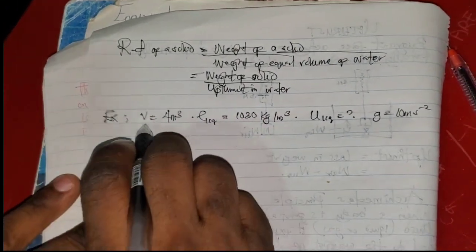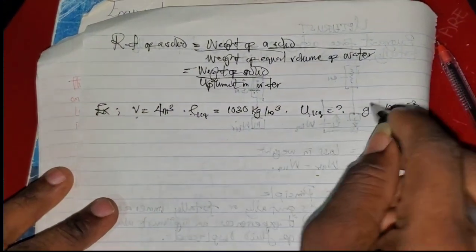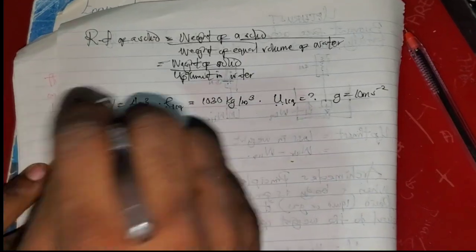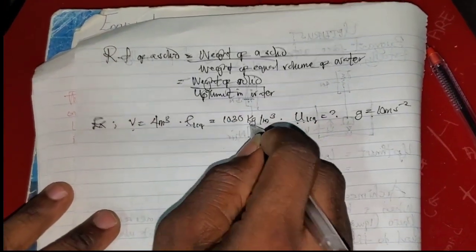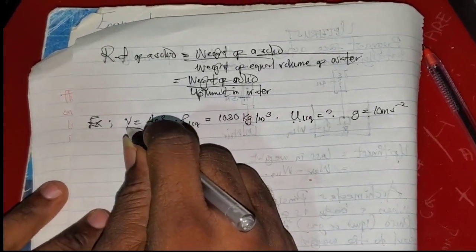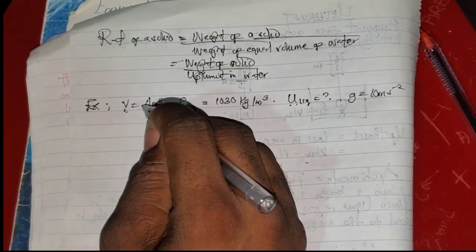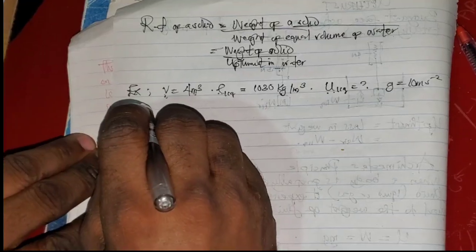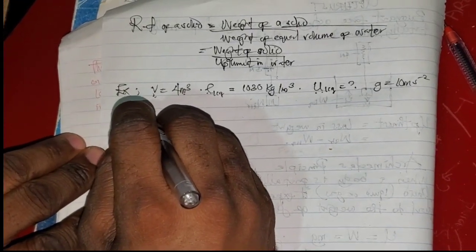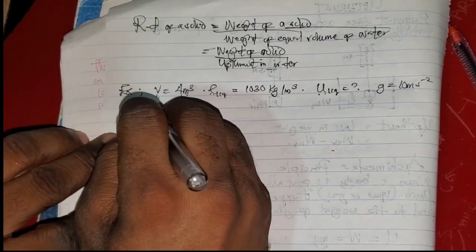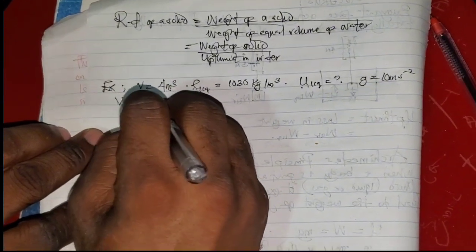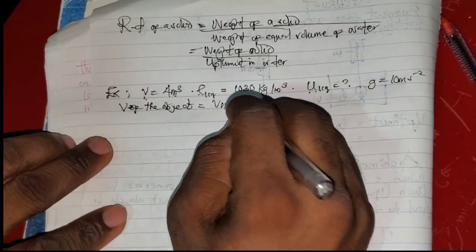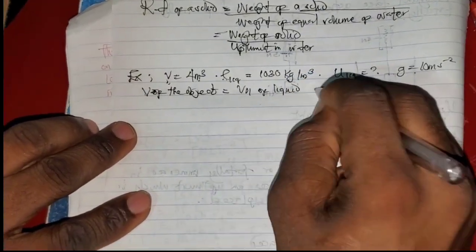Now we have the V, we have the rho, we have the g, and we're looking for the upthrust. So since the density of the liquid has been given and the volume of the liquid displaced. How do they get this to be the volume? They said an object of volume 4, so the volume of the solid, the volume of the object, equals the volume of liquid displaced.